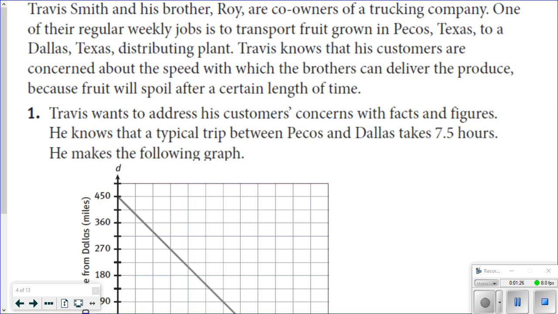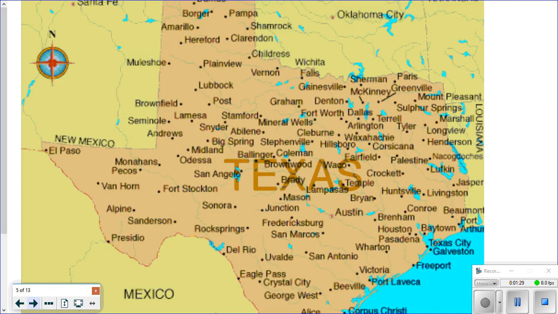So let's look at this map. Can we find Pecos and Dallas? Here's Pecos. Here's Dallas. I flew into Dallas. I went to Fort Worth.